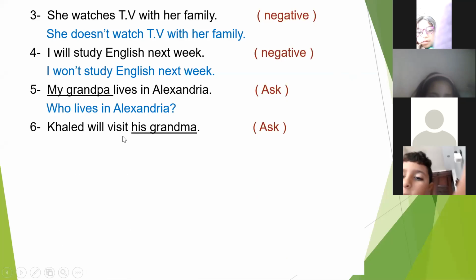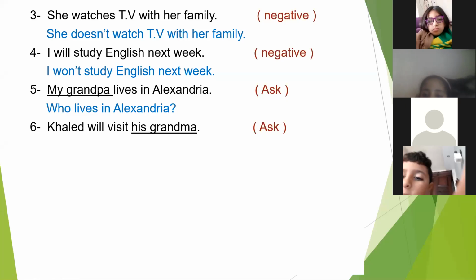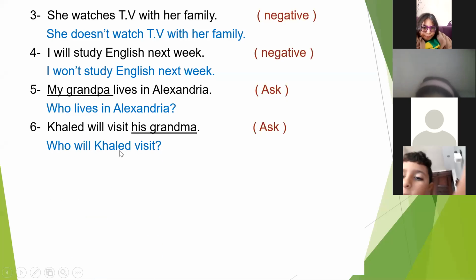Number 6, Khalid will visit his grandma. I want to put here a question. Grandma is people here, but it comes at the end. So what should I do? I will put who, but who can form a question? Who will Khalid visit? Excellent, all of you. So who will Khalid visit?